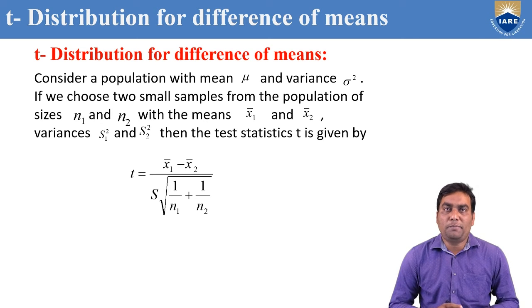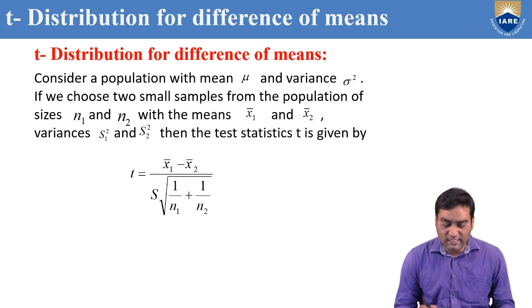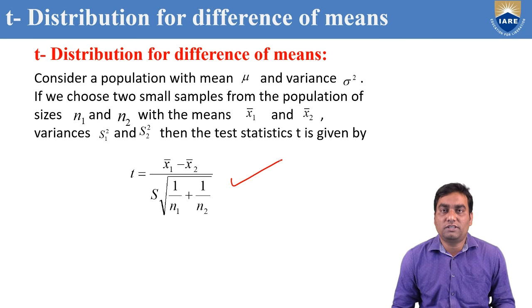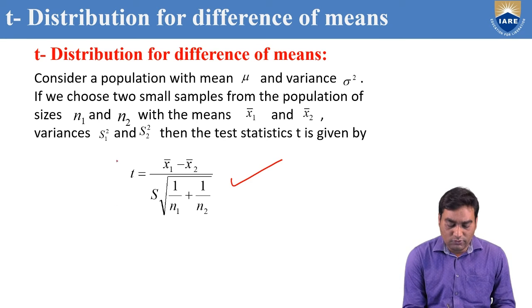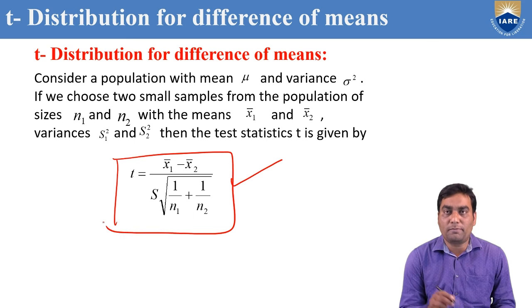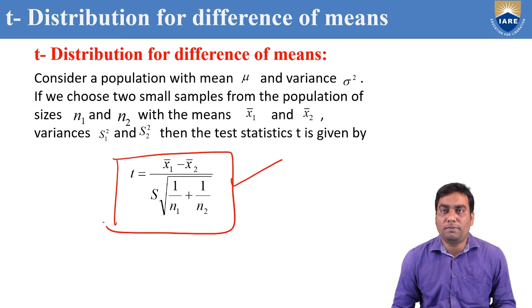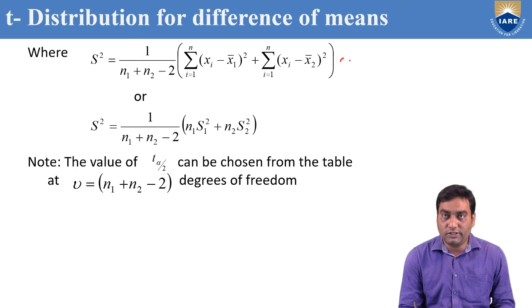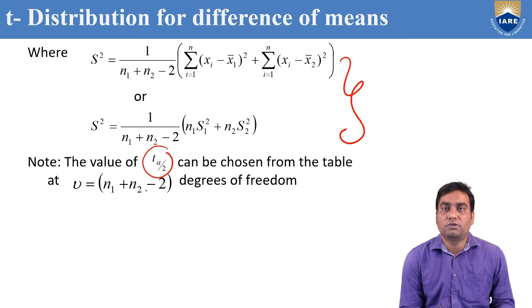Now, the second part of this class: t distribution of difference of means problems also. As we have discussed in the previous sessions, the test statistic in step 4 is t equal to x1 bar minus x2 bar by s into square root of 1 by n1 plus 1 by n2. And s value we can calculate by using these two formulas. And t alpha by 2 value we can choose from n1 plus n2 minus 2 degrees of freedom.